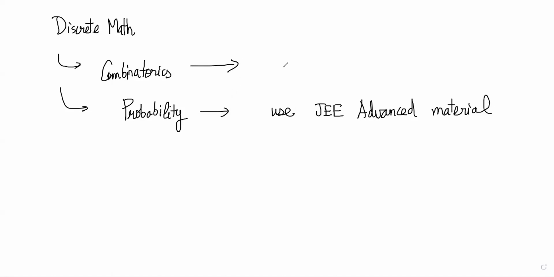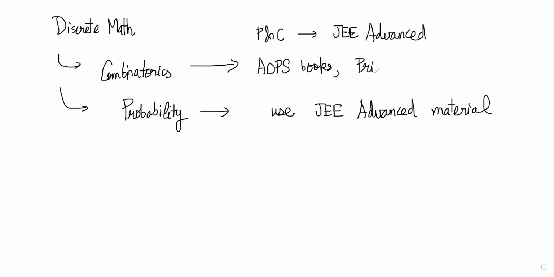For combinatorics, the PNC part I think is covered pretty well in our JEE Advanced preparation, but some advanced stuff is not covered for JEE Advanced. So for that advanced stuff, you have to look at Olympiad books. A good place to start would be either AOPS books for combinatorics, or there is a book called Principle and Techniques in Combinatorics.